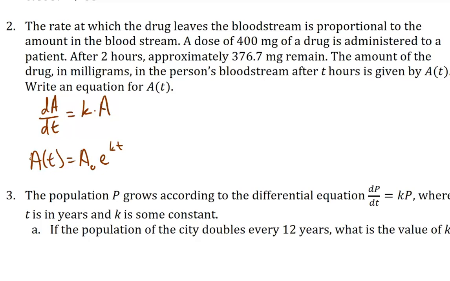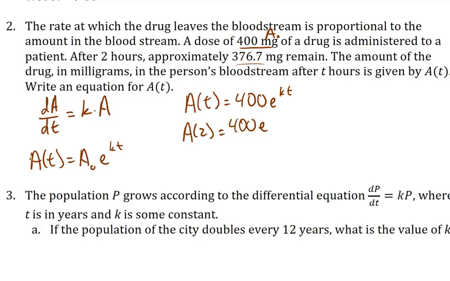Okay, so what do we know? 400 milligrams is administered, so this is the initial amount. This is our A sub 0. So A of t is equal to 400 e to the kt. I also am given that after 2 hours, approximately 376.7 milligrams remain. Let's plug that in for A of t and for t, and we can use that to solve for k. This is calculator active. So A of 2 is equal to 400 e to the k times 2. A of 2 is 376.7.